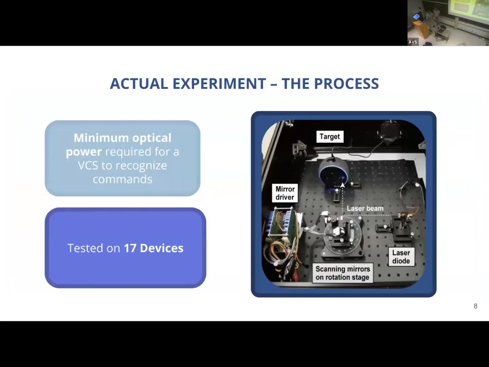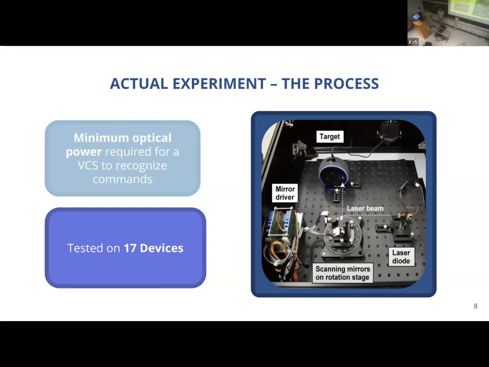Awesome. So now you guys have the background. How did the researchers actually go about conducting the experiment for this? So there's actually two questions that were asked. And the first one is, what is the minimum optical power required for a voice-controlled system to recognize commands?